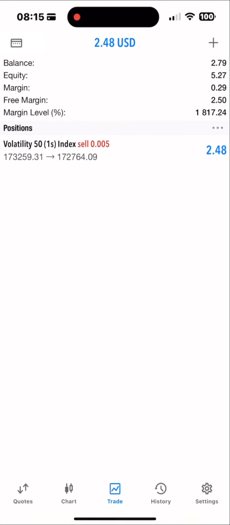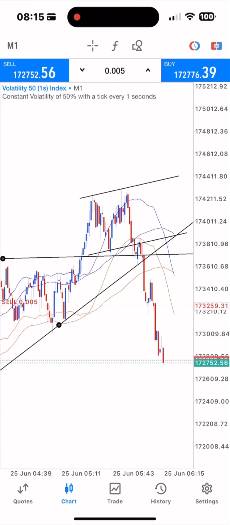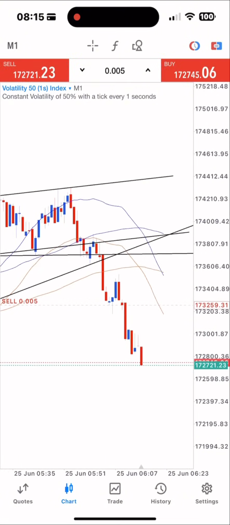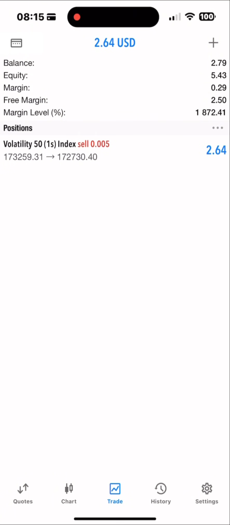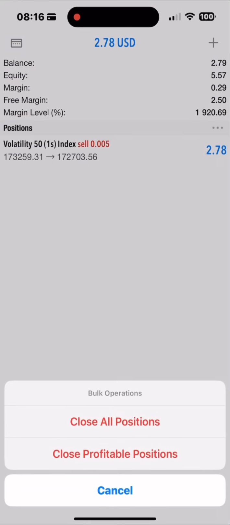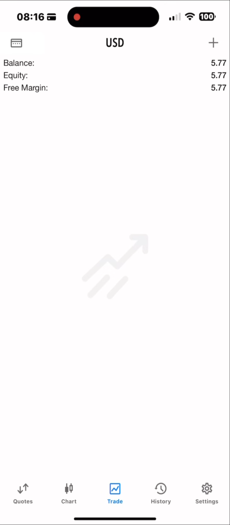Fast forward, we are now in $2.48 profit, and it seems like the market is going to keep on selling. But as I always say, if the account is too small, the best thing that you can do is to scalp, especially when you're trading a highly volatile pair like this one, the volatility 151s.